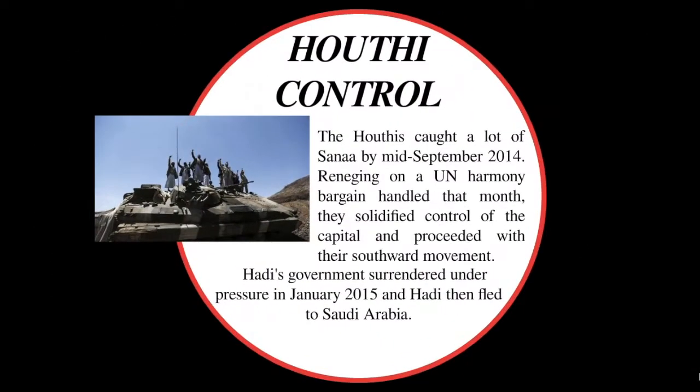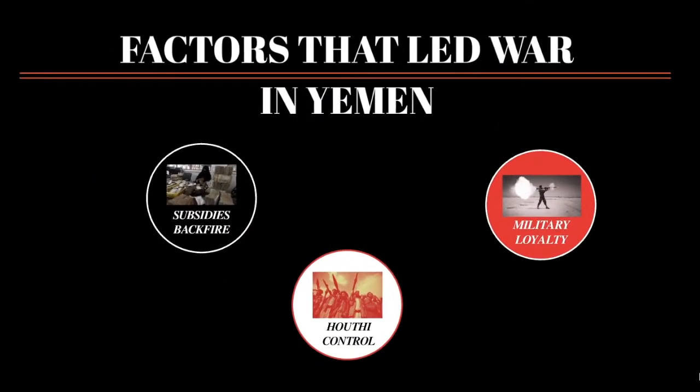Next, the Houthi takeover of the region. The Houthis took much of Sana'a by mid-September 2014, reneging on a UN peace deal arranged that month. They solidified control of the capital and proceeded with their southward movement. Hadi's government surrendered under pressure in January 2015 and Hadi then fled to Saudi Arabia.